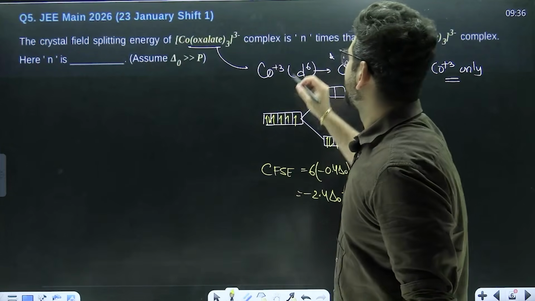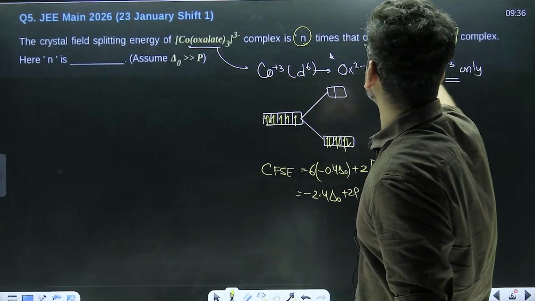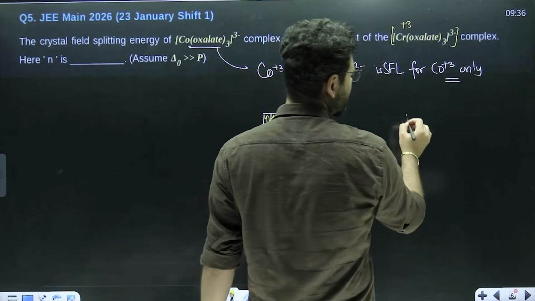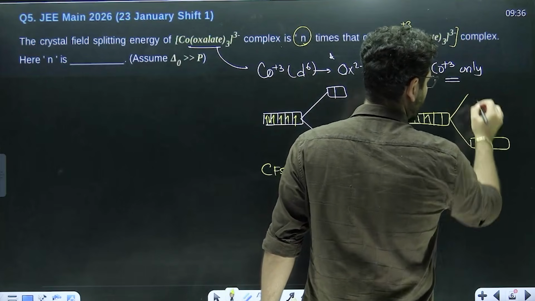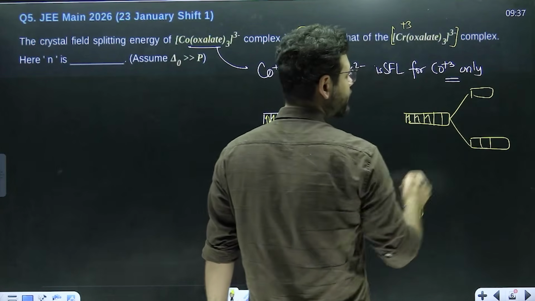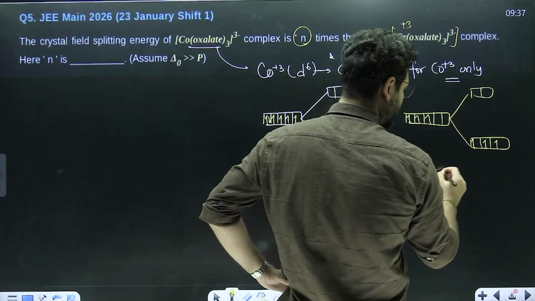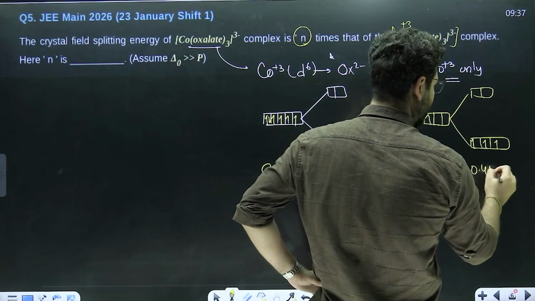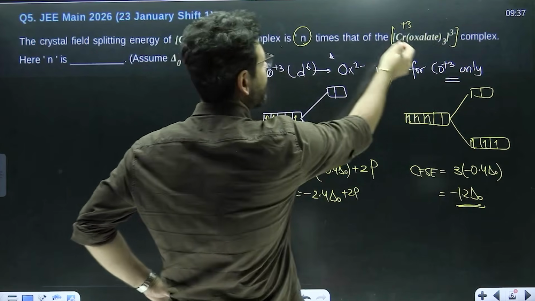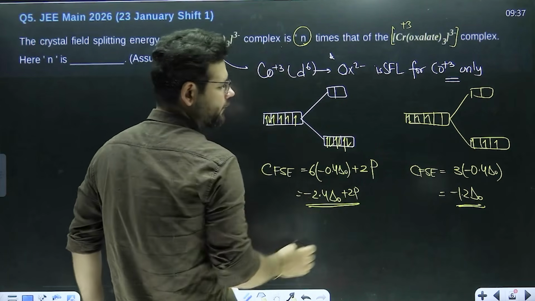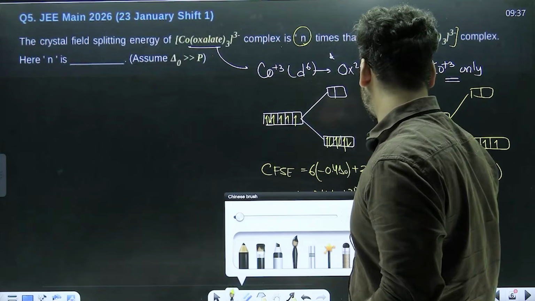Now they are saying this complex's CFSE is n times that of this complex, chromium plus 3 with oxalato. So when I take chromium plus 3, which is a d3 configuration, although it's a weak ligand, it doesn't matter because with 3 electrons there is only one way to fill, 1, 2, 3. So its CFSE comes out to be 3 times minus 0.4 delta naught, which is minus 1.2 delta naught. So they are asking this CFSE is how many times this CFSE? Extra pairing energy is there, but here they are saying assume that delta naught is much bigger than pairing.